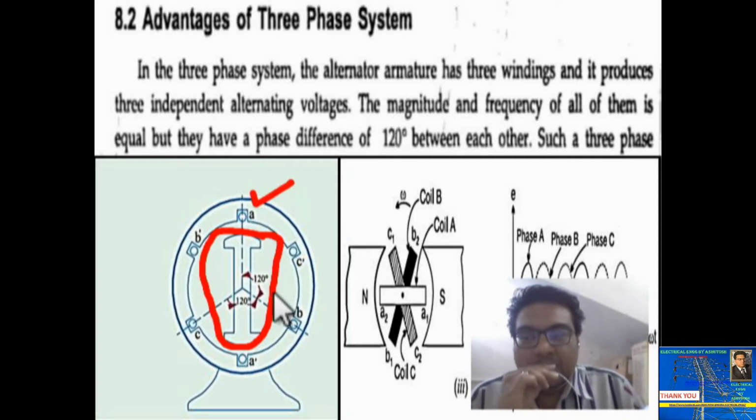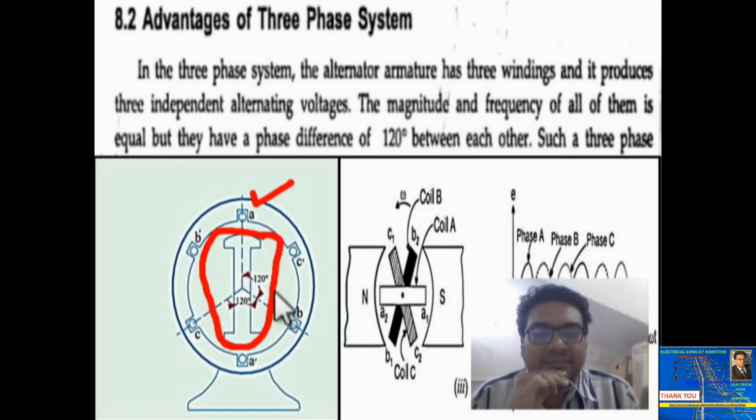What is the principle of an alternator? Whenever a prime mover is connected through the shaft of the alternator and rotates it externally, the armature conductor rotates in a uniform magnetic field, and then according to Faraday's law of electromagnetic induction, there will be an induced EMF in the conductor. The same principle applies here.